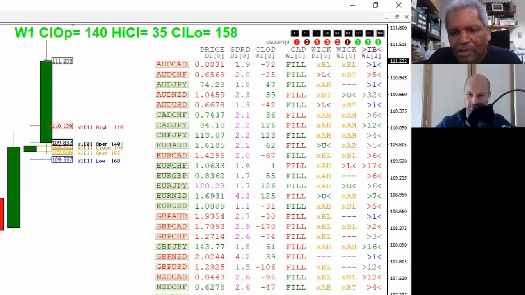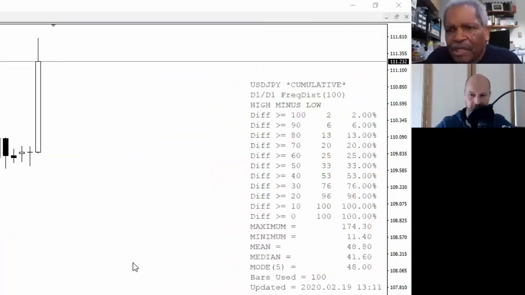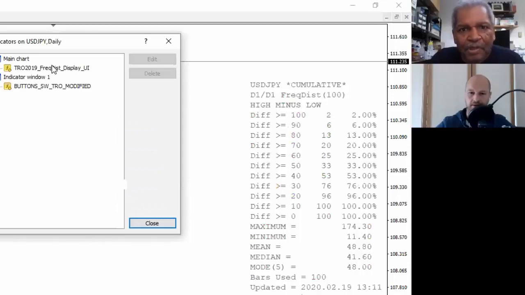Now, I mentioned frequency distributions. So in this particular case, this is the dollar yen on the daily. So the difference is greater than 0 100% of the time, range being high minus low. It's greater than 10 100% of the time. This is over the last 100 bars. Now you see here over 20, 96, over 30, 76, over 40, 53%. So this is what I call my frequency distribution display.